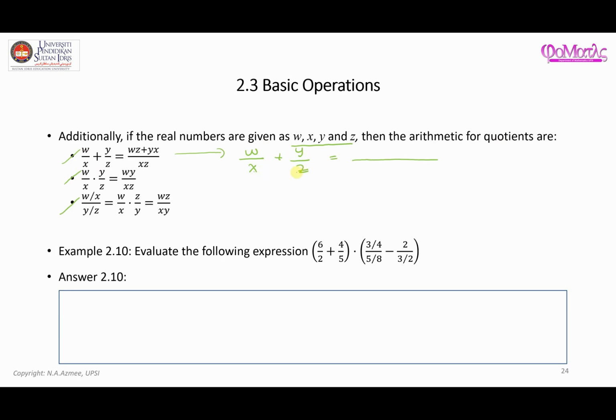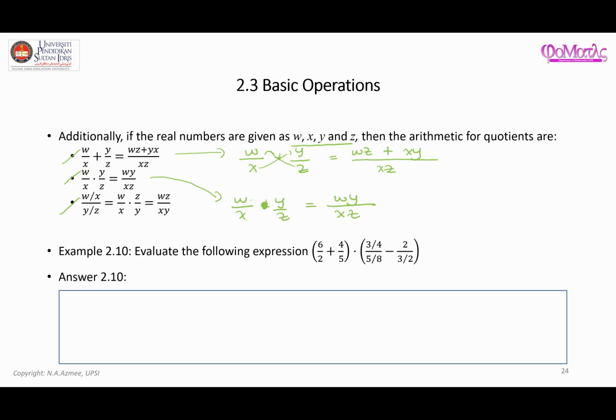So what you can do is multiply x and z together, and then you will bring this over, so this will be multiplied with w, so we have wz over here, plus this will be multiplied with x and y, so we've got that one. Next for this one, if you have multiplication, w over x times y over z, then you just multiply the terms together accordingly. So the top part is wy, and then this one you got xz.